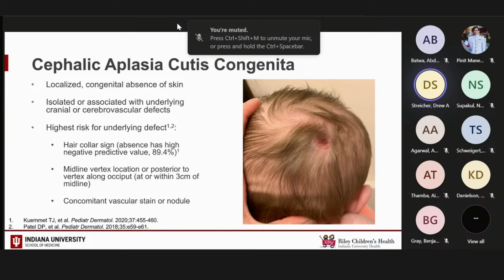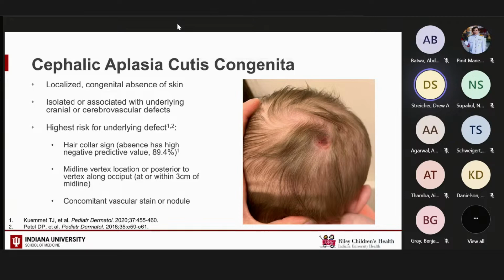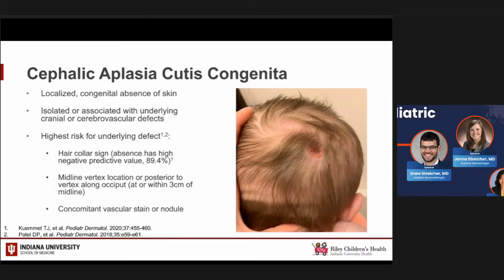So aplasia cutis is localized absence of skin. It can be isolated, and most frequently we see it being isolated, but it can also be associated with underlying cranial or cerebrovascular defects, and that's the reason why we're thinking about imaging these. The patients that I worry about the most having that underlying defect are those that have a hair collar sign. This is an example of a hair collar where you can see a little bit of thicker hair. It's a little bit more luxurious, and it often swings around the missing area of hair. Sometimes it can even be jet black or a lot darker than the other hair.